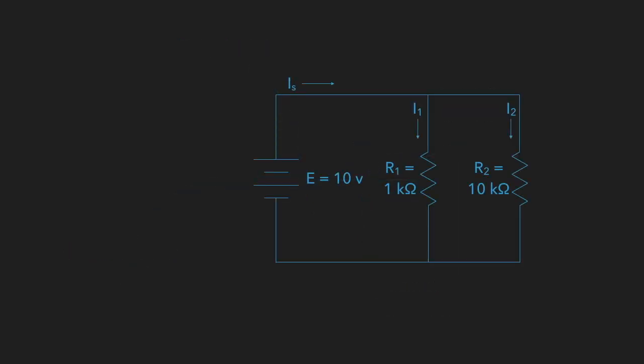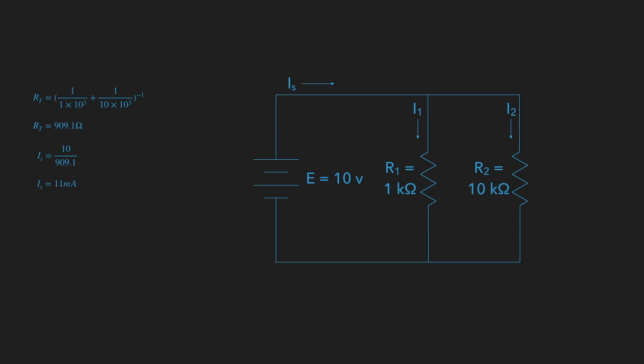In this example, you can see they haven't given us the total current, so we still need to figure it out. We're going to find the total resistance, like so. You get 909.1 ohms. Then again, we use V equals IR to find that the current is 11 milliamps in this case.